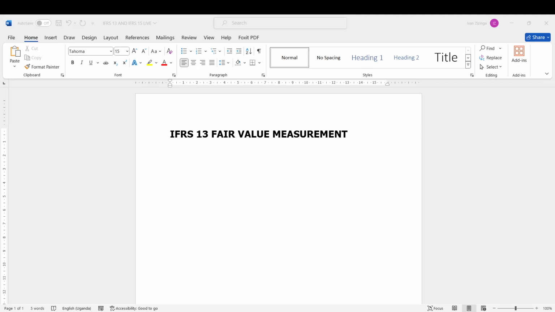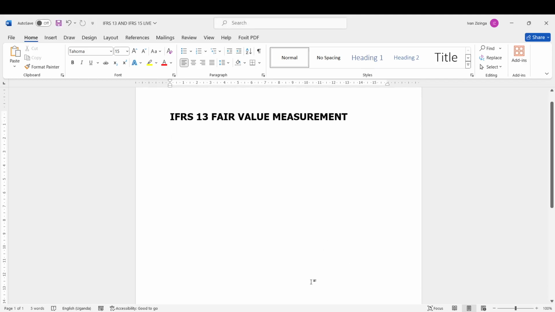Can someone confirm the same? Yeah, I confirm audio is clear and the screen is visible. Okay, having confirmed the same, let us proceed with the contents for the day.